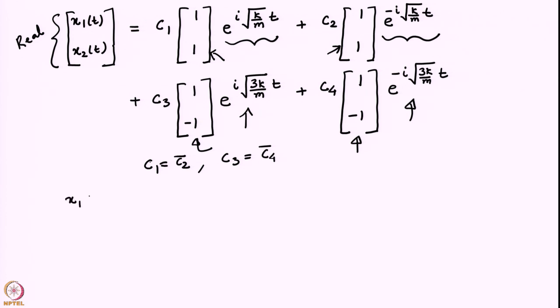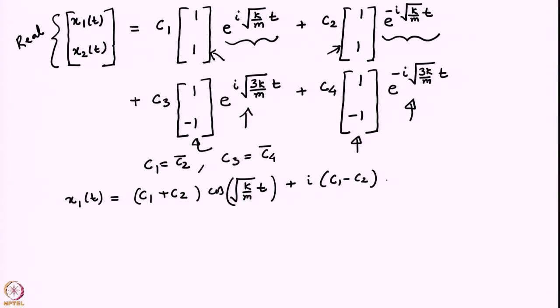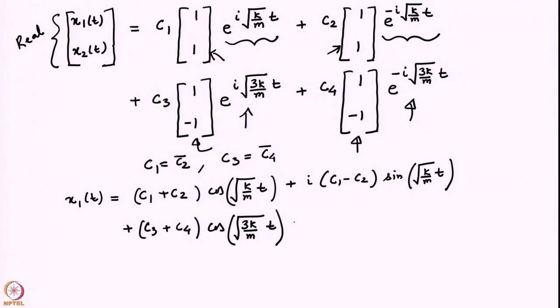So the first row would be x1 of t would be c1 plus c2 cos square root k by m t plus i times c1 minus c2 sin square root k by m t plus c3 plus c4 cos square root 3k by m t plus i c3 minus c4 sin square root 3k by m t. Similarly, you can write an expression for x2.